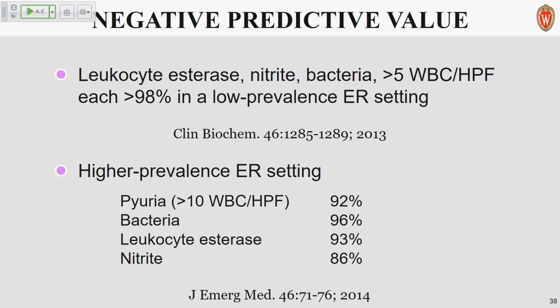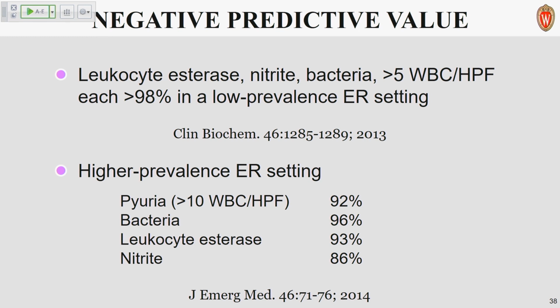All right, next slide. So in general, if you look at the literature, probably the bigger bang for the buck as far as UAs relative to reflex culture is in a negative result, right? There's far more negative predictive value when everything on that UA strip and everything microscopically is negative, as you can see from the data there. So in a low prevalence ER setting, if everything's negative, there's probably a 98% chance that your urine culture is going to be negative. And I think some labs use that as a reason not to reflex.